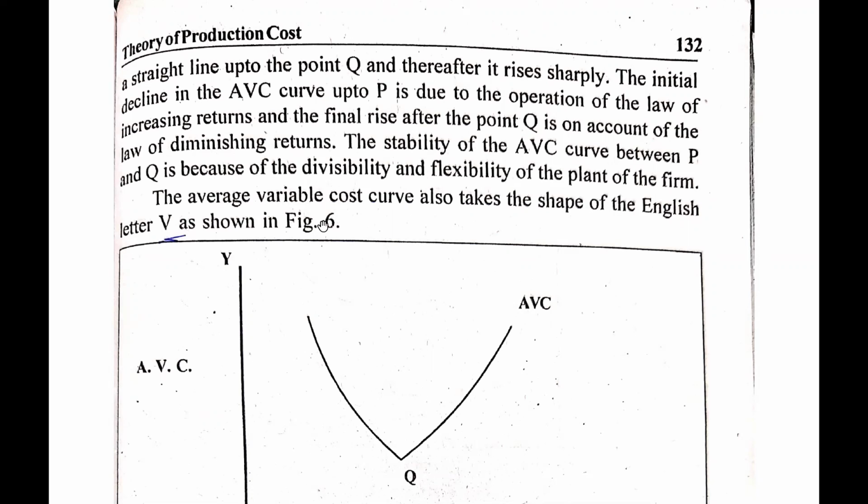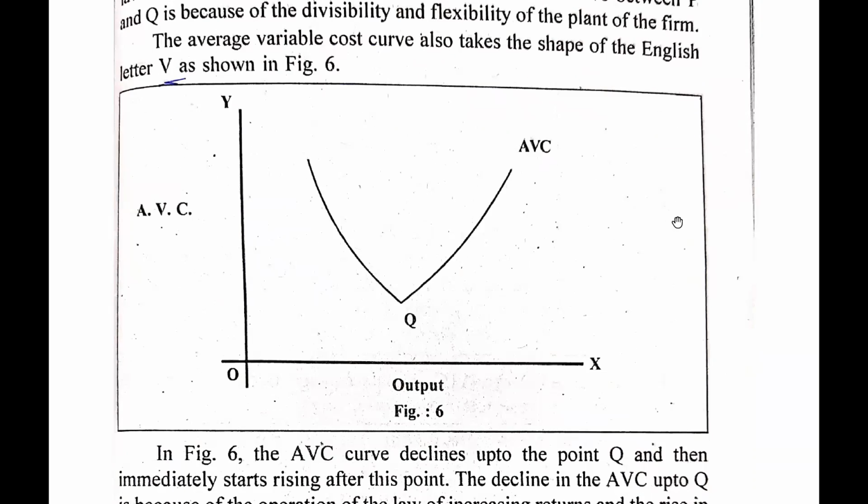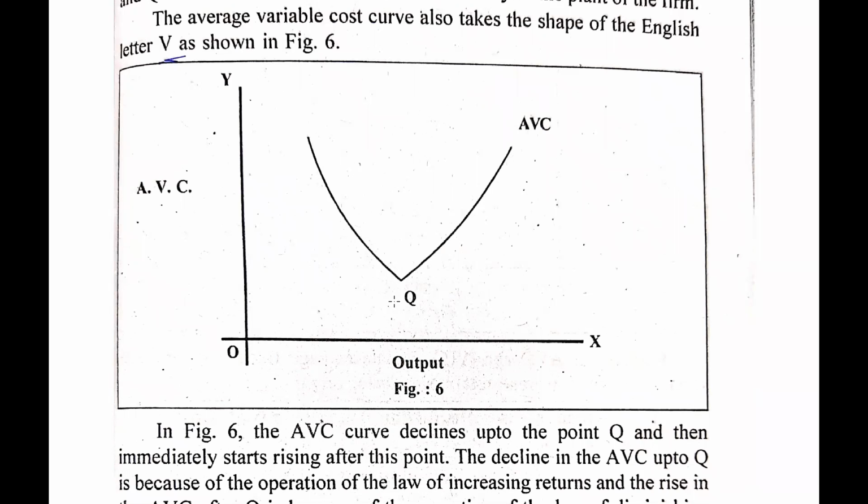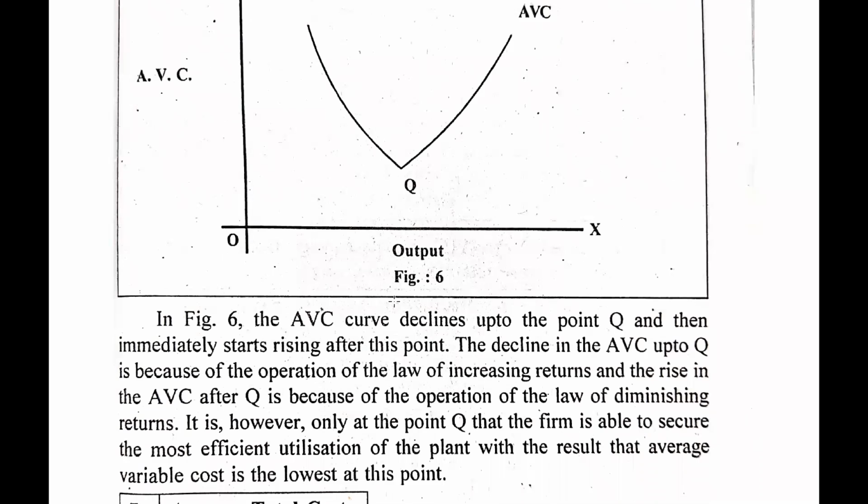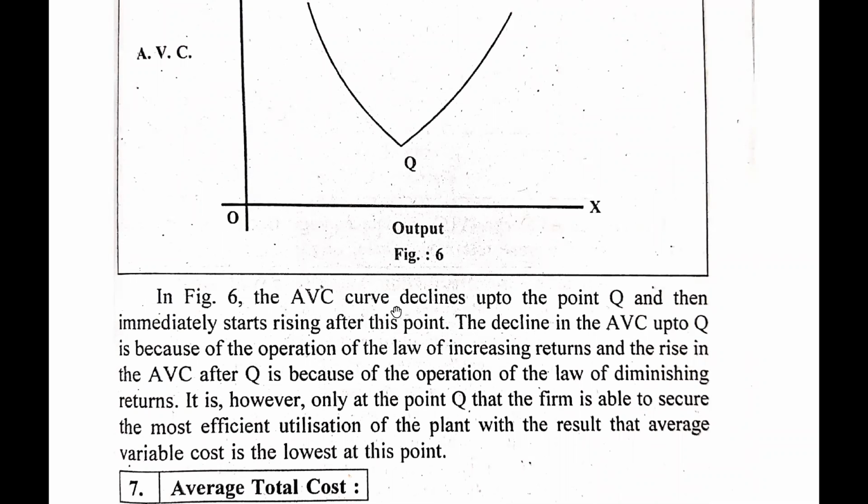The average variable cost curve also takes the shape of the English letter V as shown in figure 6. So guys, here average variable cost can also be shaped like this, but when can it be possible? Then let's see. As in figure 6, the average variable cost curve declines up to the point Q and then immediately starts rising after this point. The decline in the average variable cost up to Q is because of the operation of the law of increasing returns, and the rise in the average variable cost after Q is because of the operation of the law of diminishing returns.